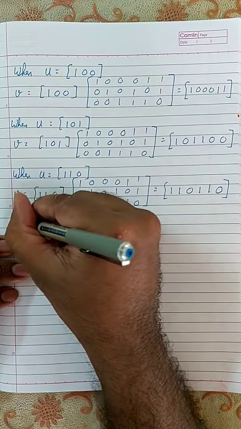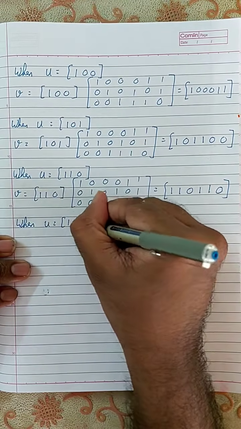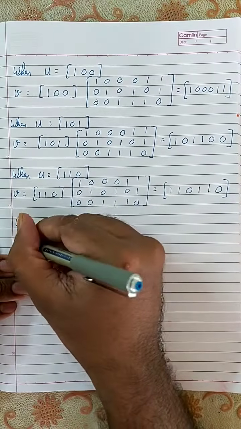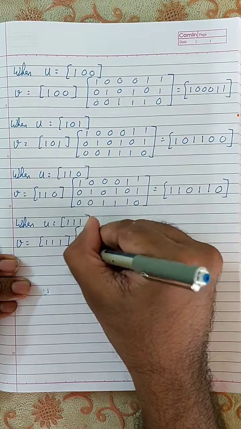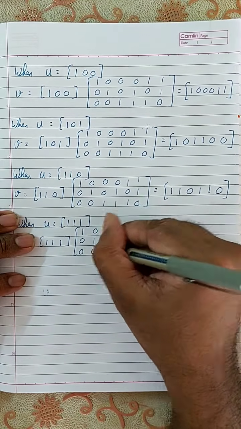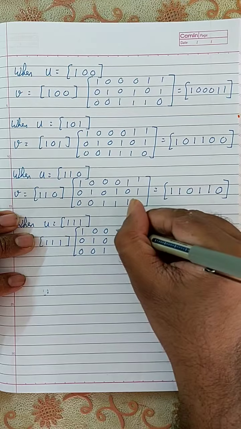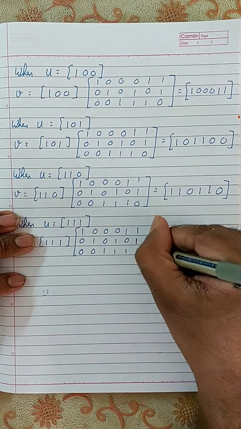Now when u is equal to 1 1 1. Okay, when u is equal to 1 1 1, then v is equal to 1 1 1 into 1 0 0 0 1 0 0 0 1 0 1 1 1 0 1 1 1 0.